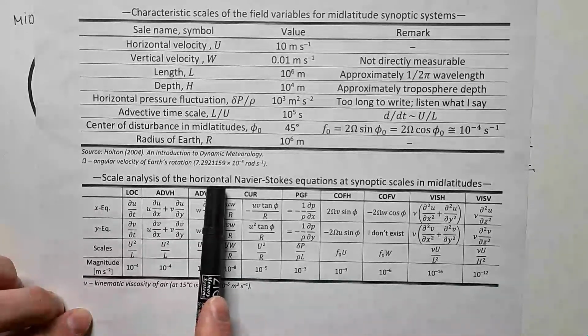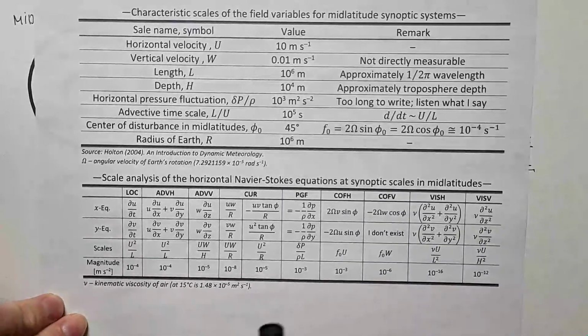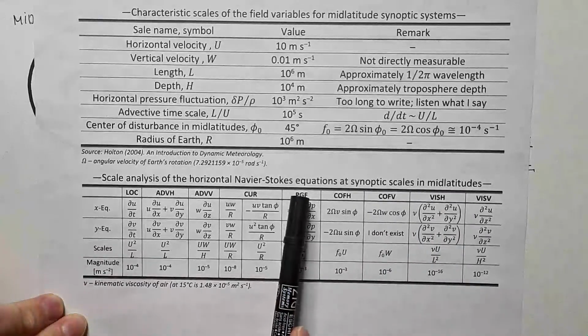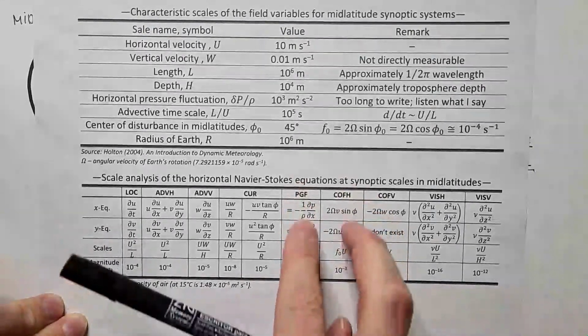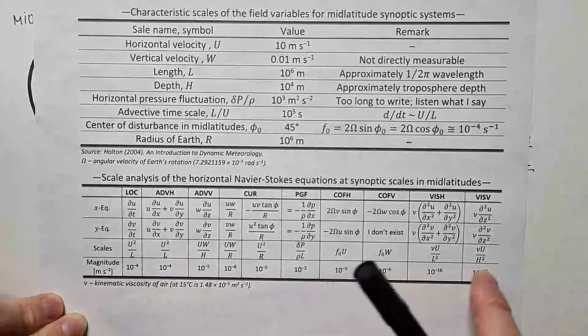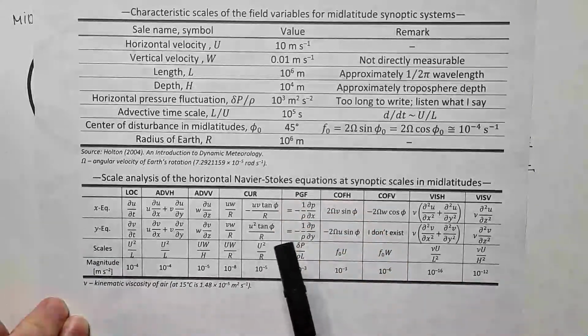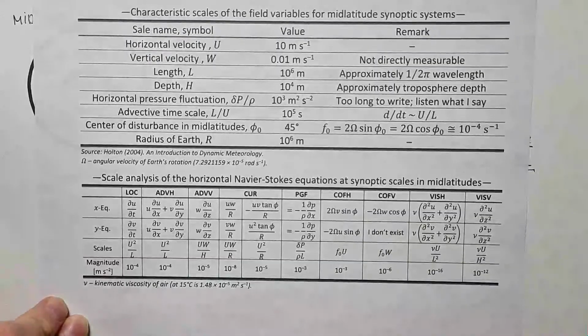This is scale analysis of the horizontal Navier-Stokes equations at synoptic scales in mid-latitudes, and we saw that the two dominant terms at these scales in mid-latitudes are the pressure gradient force and the horizontal component of the Coriolis force. So at the first order analysis, we can only retain these terms and we can neglect all other terms in Navier-Stokes equations. The balance between these two forces, balance between pressure gradient force and horizontal component of the Coriolis force, will give us geostrophic balance.